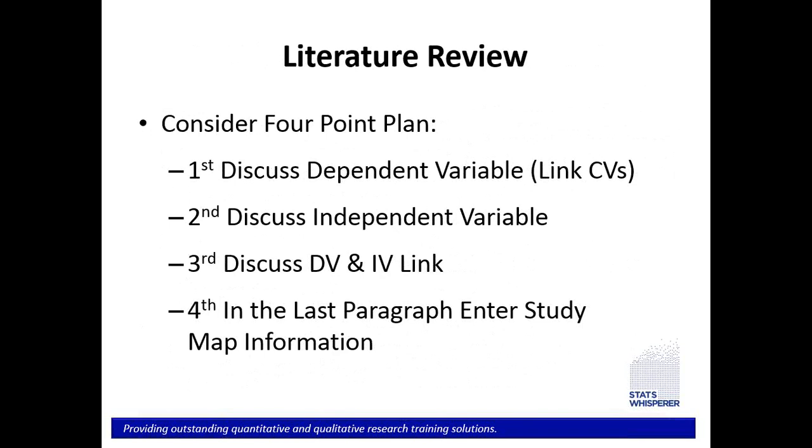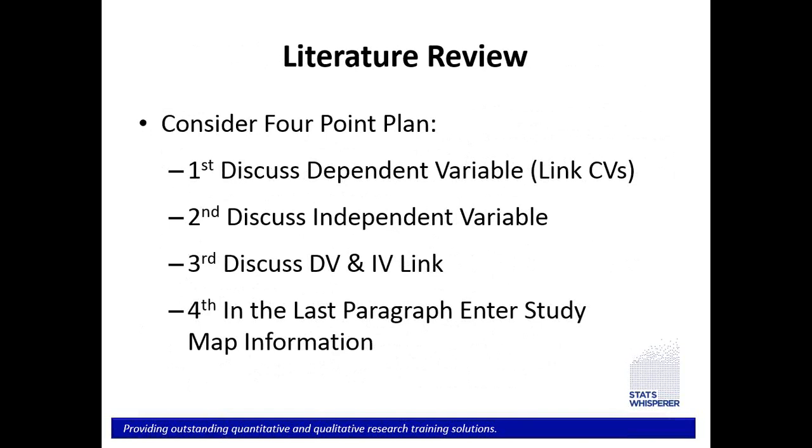Consider this 4-point plan, right? And this is part of the presentation for step 7, write up and review, the 4-point plan for drafting a literature review. So first, discuss the dependent variable and links to the covariate variables. So we go on PubMed or PsycInfo or some search engine, we find everything there is about happiness, and we summarize it, and we discuss the other important variables that are impacted by happiness.